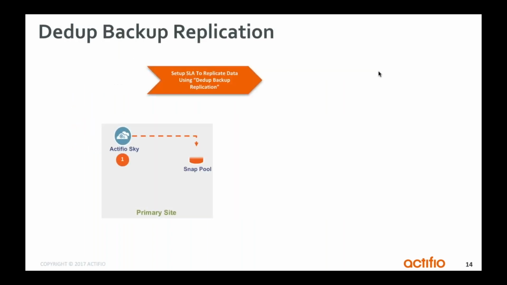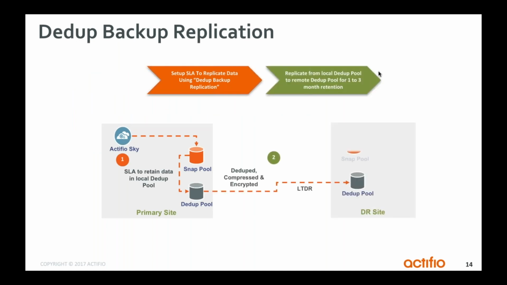dedup backup replication is efficient for long-term storage of captured and deduplicated data to a remote Actifio appliance. Data is replicated using that remote dedup policy. It's transmitted from the local Actifio appliance dedup pool to the dedup pool managed by the other Actifio appliance. The need for and the number of dedup DR copies to retain on the second appliance for long-term is driven by your retention requirements for the data.